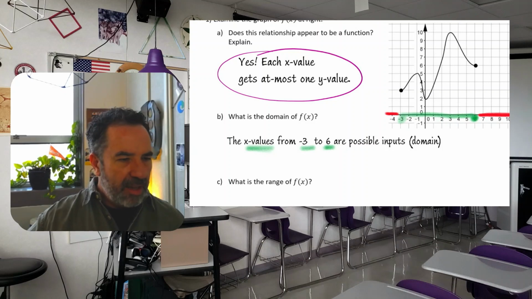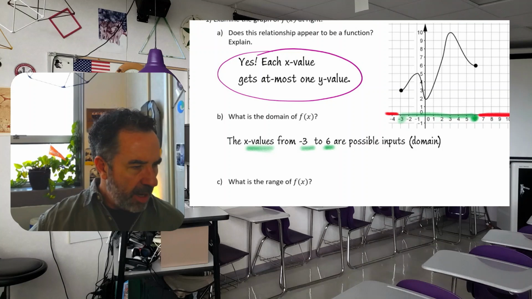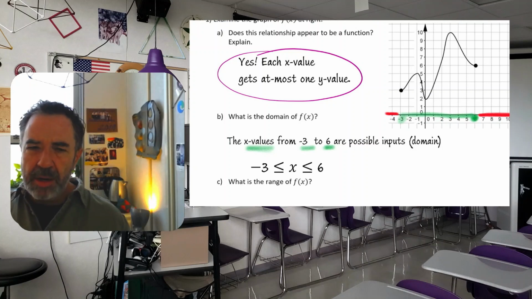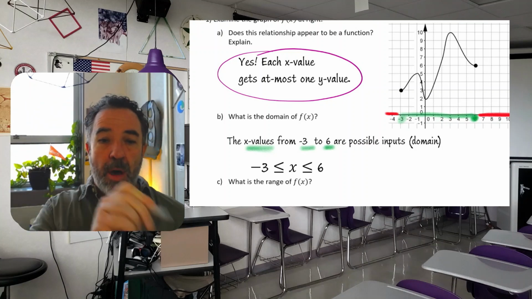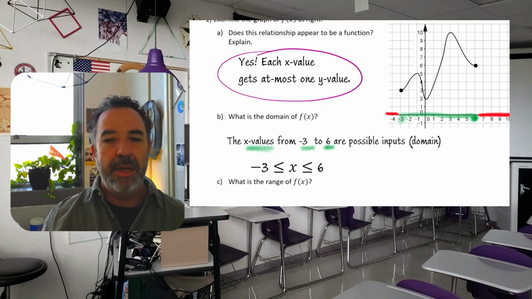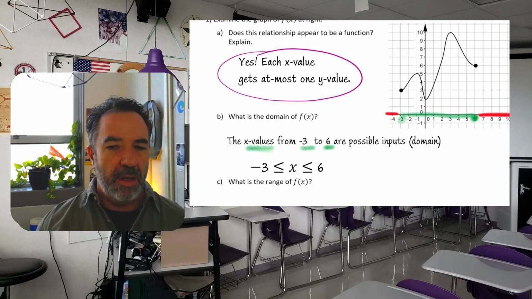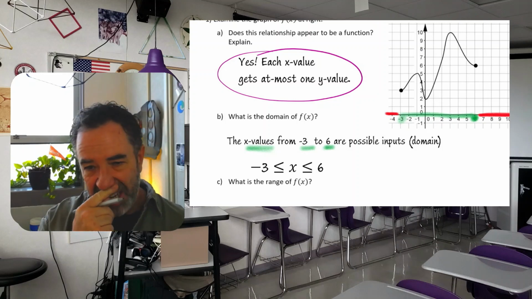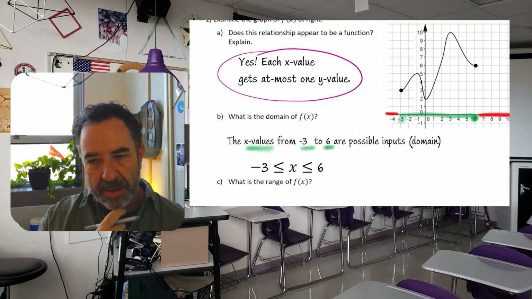The other way we can say it is this shortcut notation. We can write it like this. So I can also say that the smallest is -3. We're talking about the x's, and the biggest it can get is 6. So the domain is all the x's between -3 and +6.